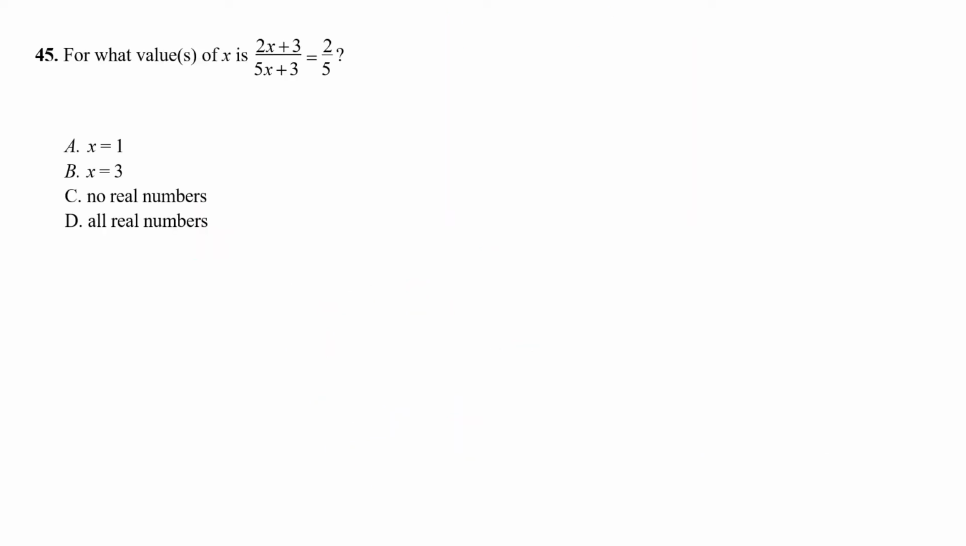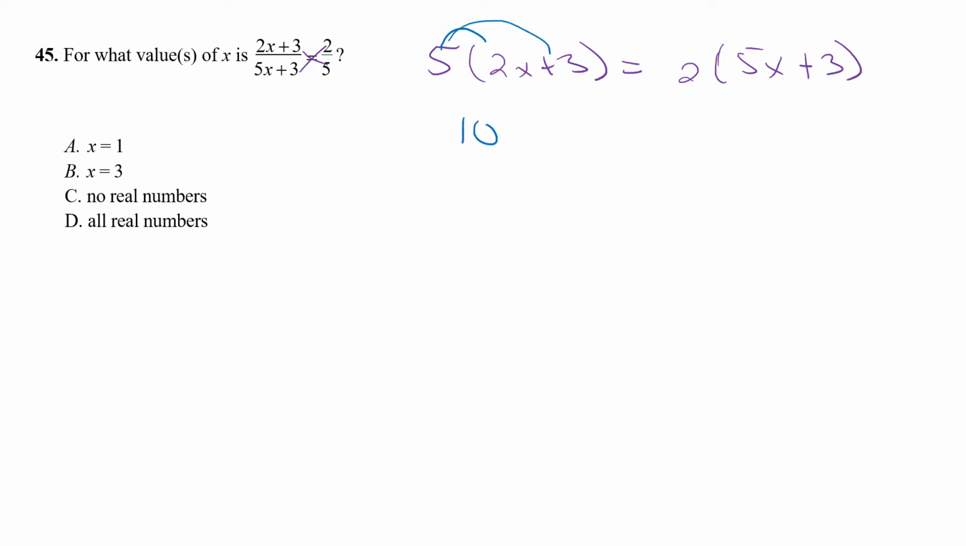So let's try another proportion here. Again, cross multiplying. 5 times 2x plus 3 is equal to 2 times 5x plus 3. Very similar. Distributive property, get rid of those parentheses. 10x plus 15. 2 times 5 is 10x. 2 times 3 is 6.